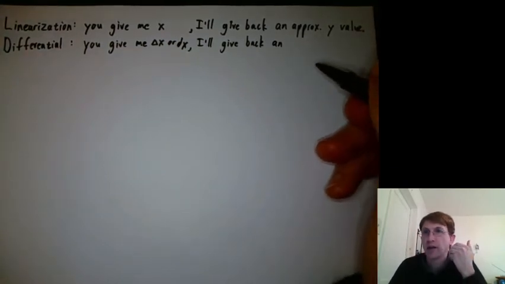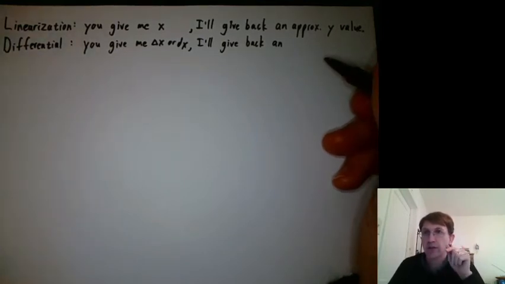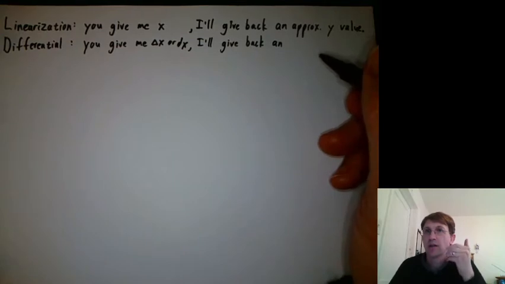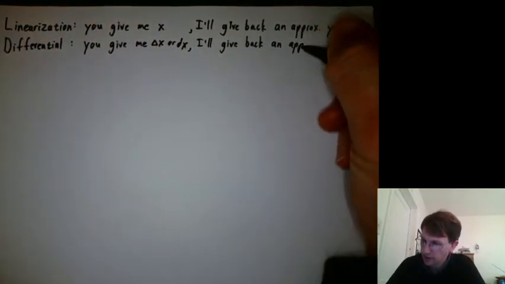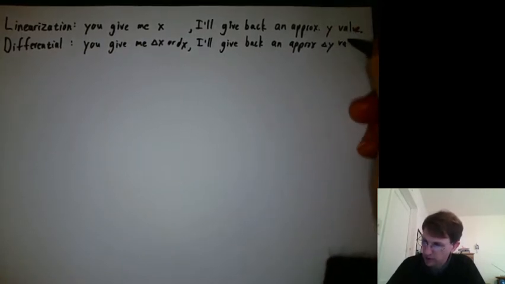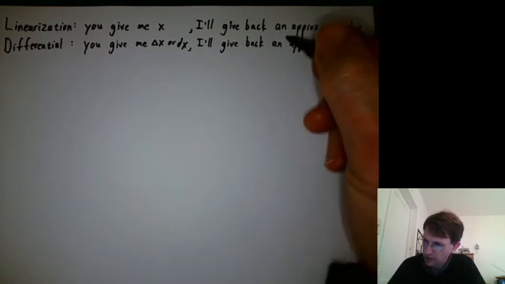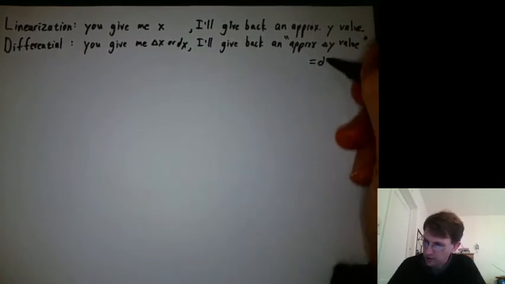And then what do I give back? Do I give back the new y value or even the approximate y value? No, remember, since we moved that f of c over to the other side, what we're giving back is an approximate change in y value. So we'll give back an approximate delta y value. And what is the name for approximate delta y value? That is dy.